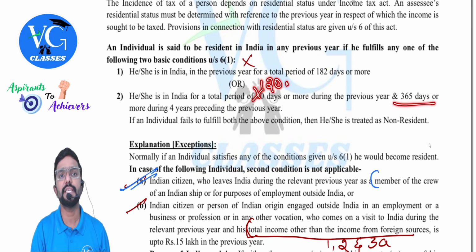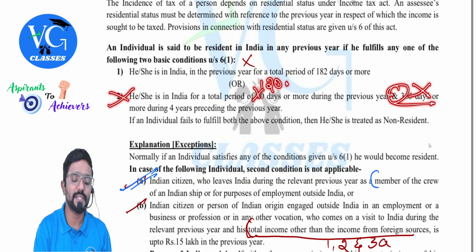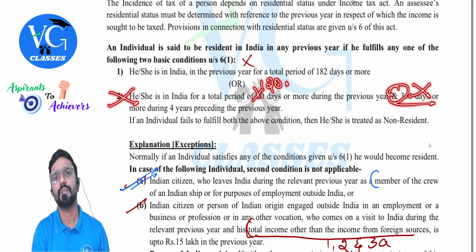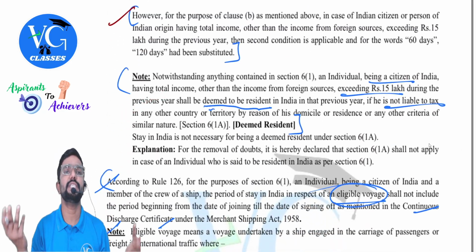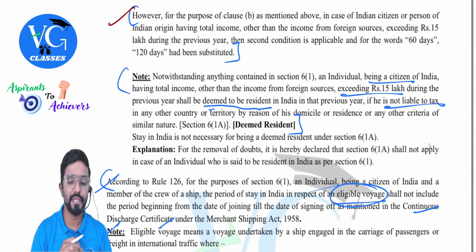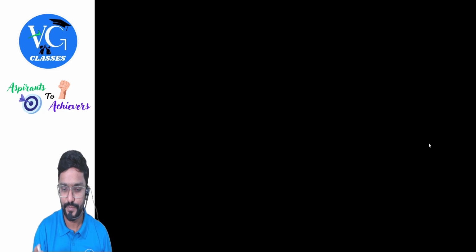But when it comes to 365 days, she will not satisfy because in the last 4 years, she was in India for only 16 days. As both the conditions are cumulative, and one of the conditions is not satisfied, she has not satisfied the second condition. Again, she is a non-resident. Okay, you can go ahead and check even deemed resident. Even there, she is not covered, guys.